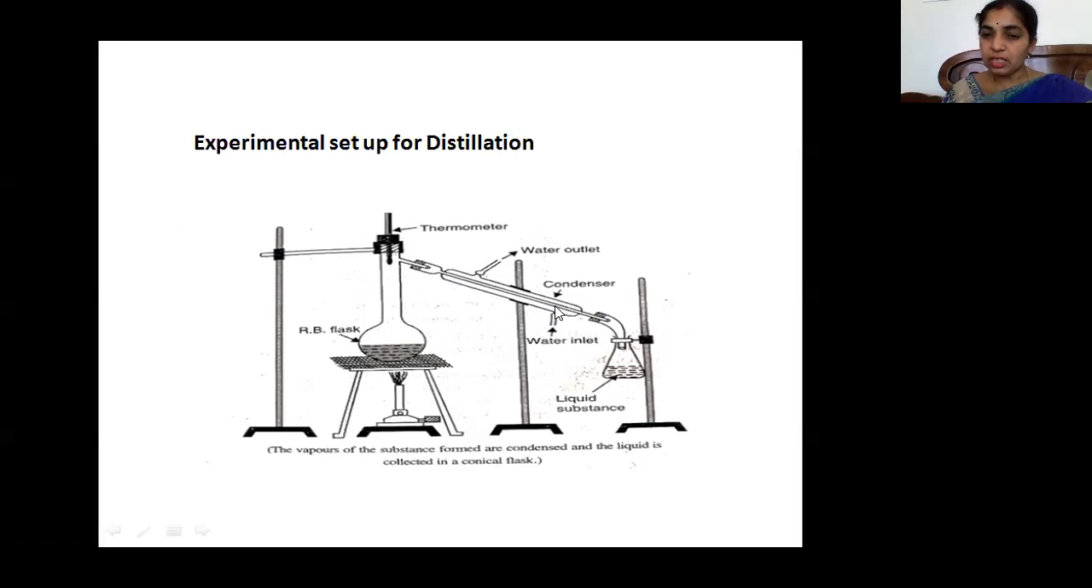Here the tube is connected to the tap where water is made to run over the condenser. As a result, the condenser is always kept cool. This is also fitted with a stand. You have a receiver here, that is nothing but a flask. You can keep it at the bottom or fit it with a stand. And these two are connected with a bent tube. So this is about the setup for distillation.